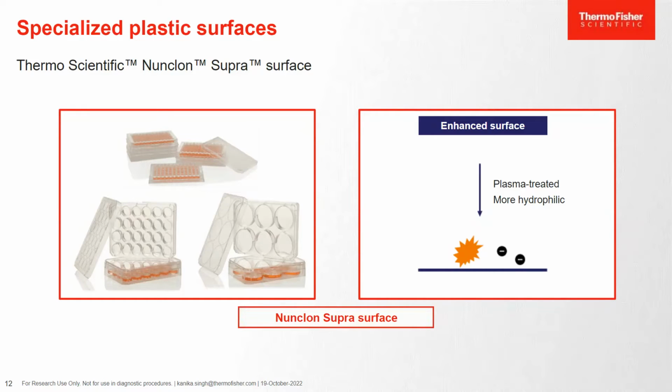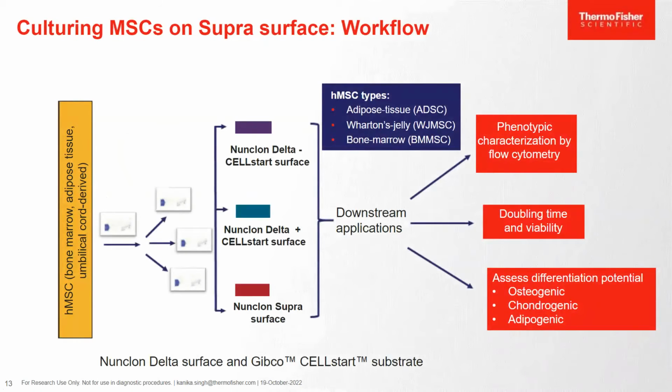Now I'll take you through a set of experiments we did in order to showcase the usage of Nunclon Supra Surface for culturing different MSCs. We have used three different types of MSCs for the experiment. The first one is adipose tissue-derived ADSCs. The second is Wharton's jelly MSCs or WJMSCs. And the third one is bone marrow-derived MSCs.